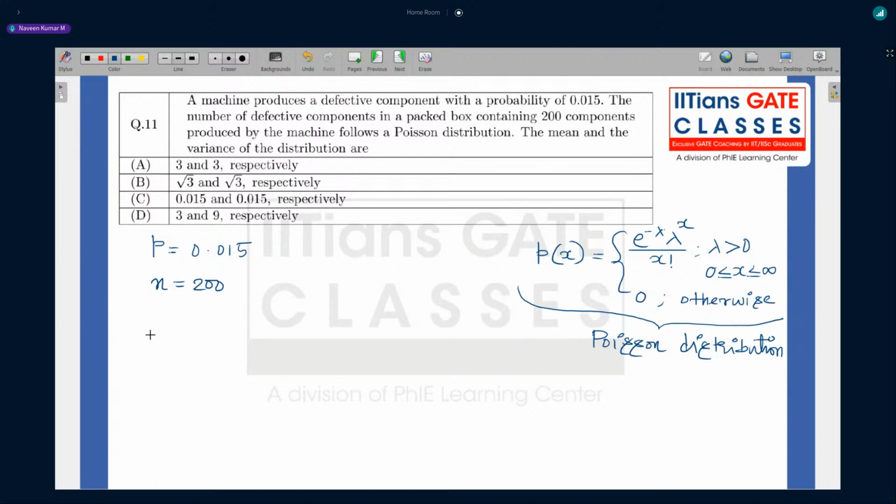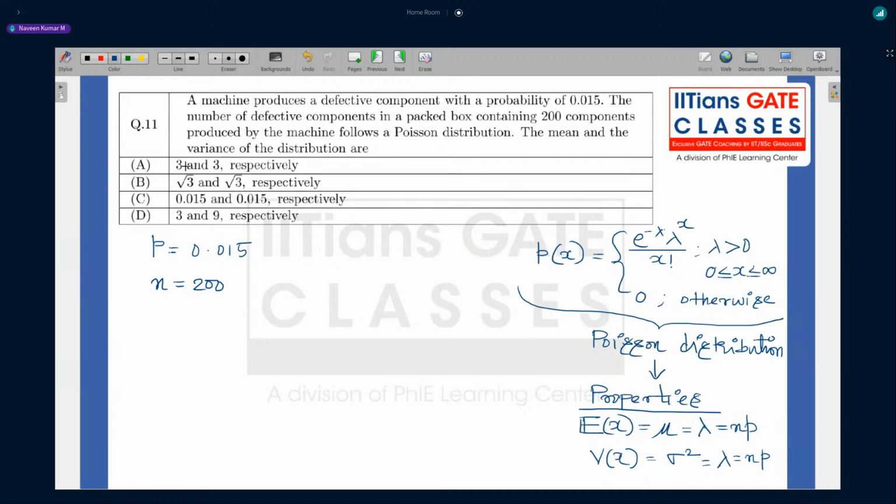In the properties of the Poisson distribution, we have seen the mean and variance. The mean can be written as the expectation of x, or mu, and the formula is lambda itself. What is lambda? Lambda is n into p. And the variance, written as V of x or sigma square, is also n into p. So here they're asking for the mean and variance, and both are the same.